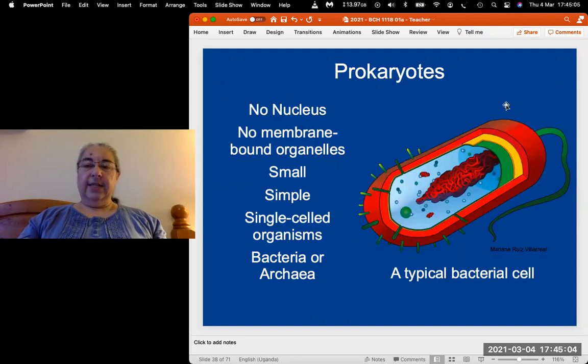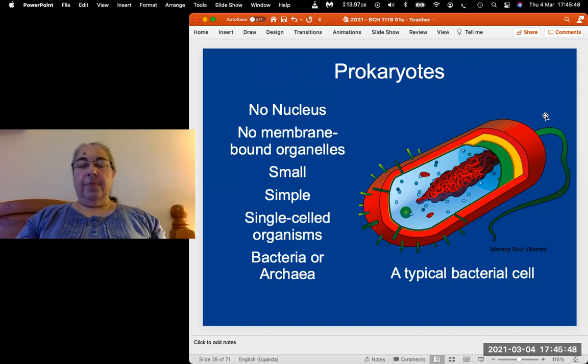Okay, so here is a generalized picture of a prokaryote cell, a typical bacterial cell. So here is the genetic material, the DNA, which is loose in the cytoplasm. There is no membrane around it. There are also no membrane-bound organelles. There are no mitochondria or lysosomes or anything like that. There is a cell membrane around the outside of the cytoplasm of the cell, and many bacteria also have a cell wall, which is represented by the red structure here.